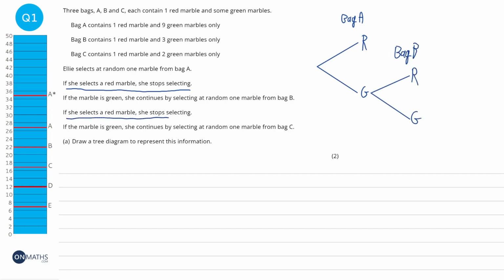And again, she can pick a red or green, this time from bag B. Again, if she selects a red marble, she stops. So we're going to continue from the green. And we're going to have our two outcomes, which will be red and green from bag C. Putting in the probabilities, well, there's 1 red and 9 green in bag A, so it would be 1 over 10 for a probability of selecting a red, and 9 over 10. Next one will be 1/4, and then a green will be 3/4, and then the last one will be 1/3 for a red, and 2/3 for a green.